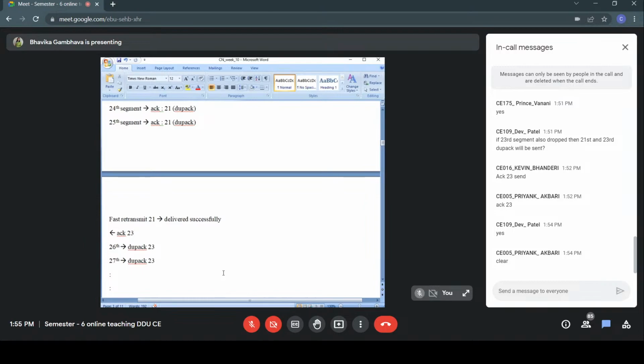Your congestion window, or sender's window, is 4. And out of these 4 segments which we have sent, 2 of them are dropped. Then what is the maximum number of duplicate acknowledgements generated by the receiver?